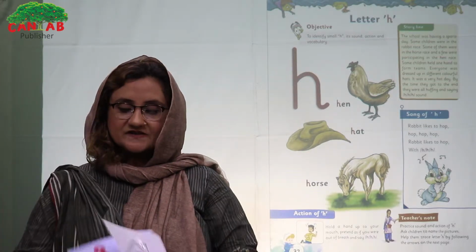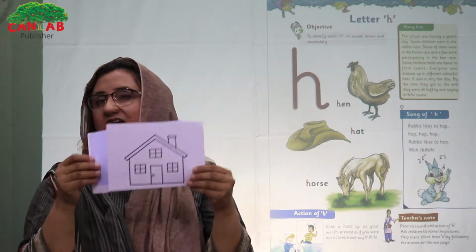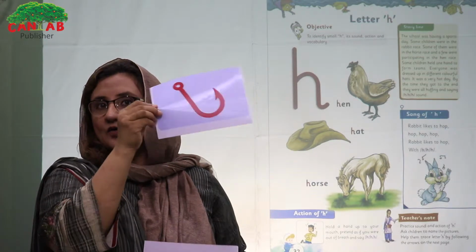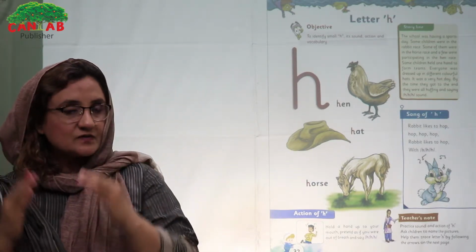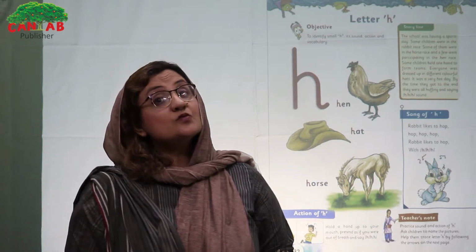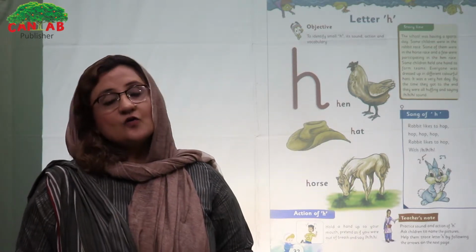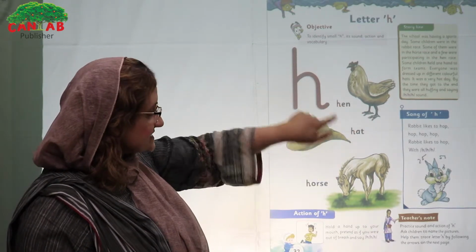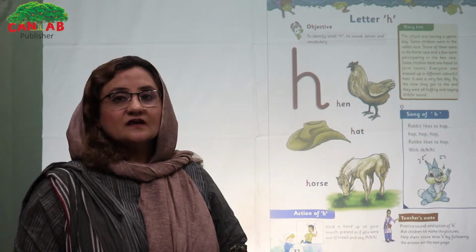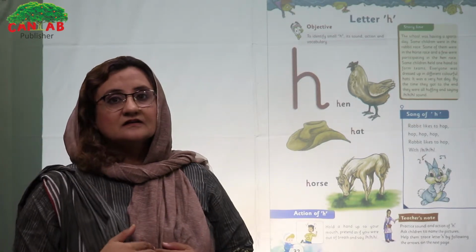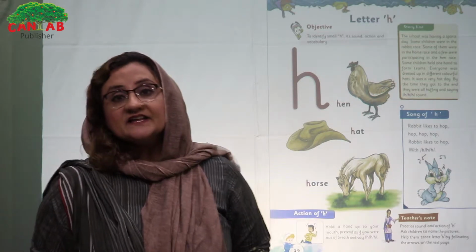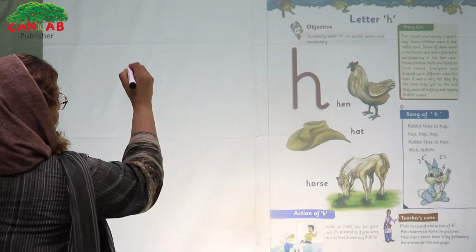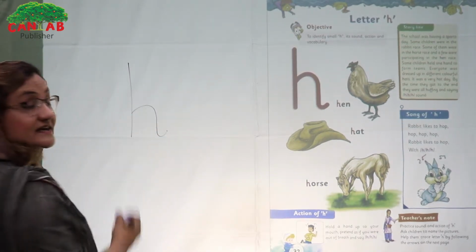Good. And look at here. What is this? A house. A hook. A house and a hook. Now can you please focus on all the names and tell me what is the beginning sound of all of these names? Look at here. Hen, hat, horse. This is the sound of letter H, and here comes letter H.